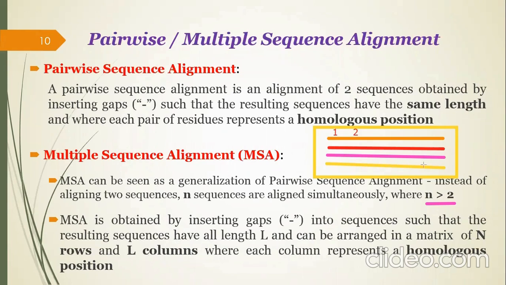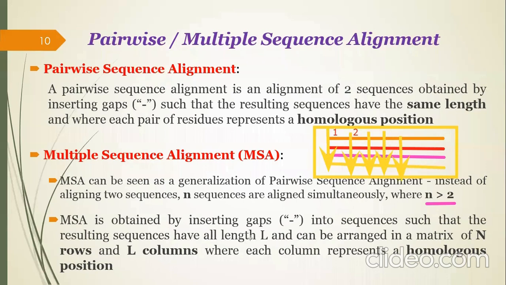L number of columns, n number of rows. Number of rows means these are the rows actually. So the number of sequences is actually the number of rows. This is sequence 1, 2, 3, 4, and in the coming slide there are actually 6 sequences. So 6 rows are there. And what are the columns? So this will be column number 1, nucleotide number 1. This will be column number 2. This will be column number 3. This will be column number 4. This will be column number 5.